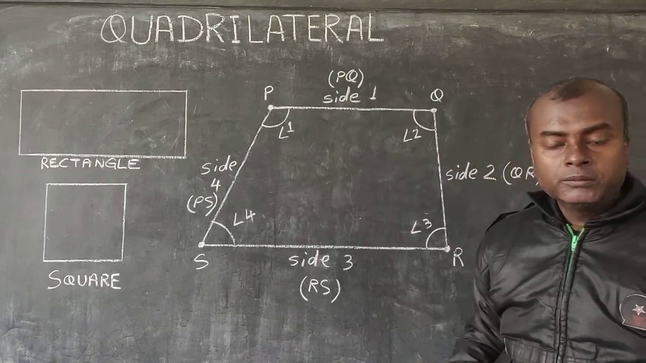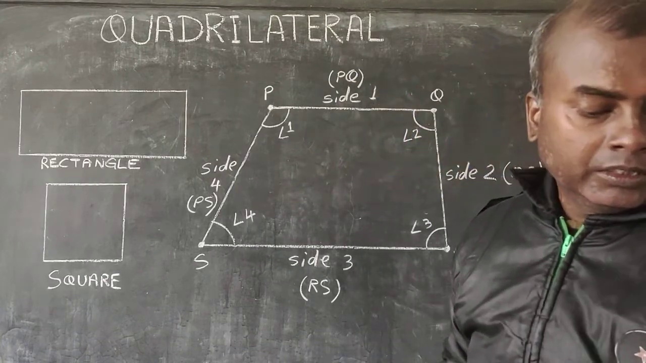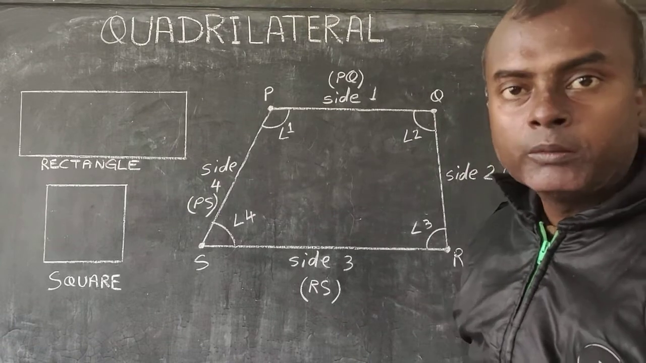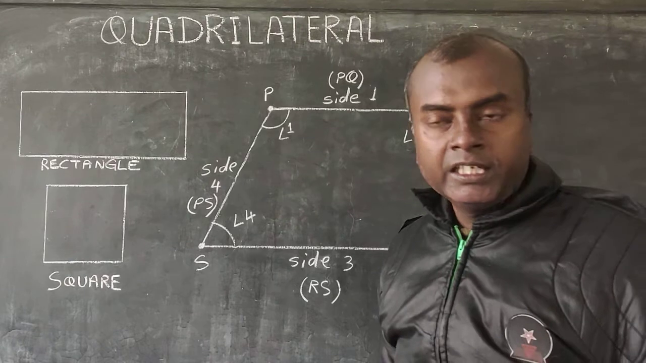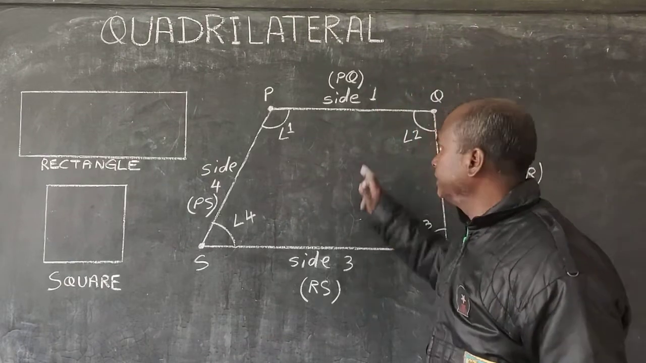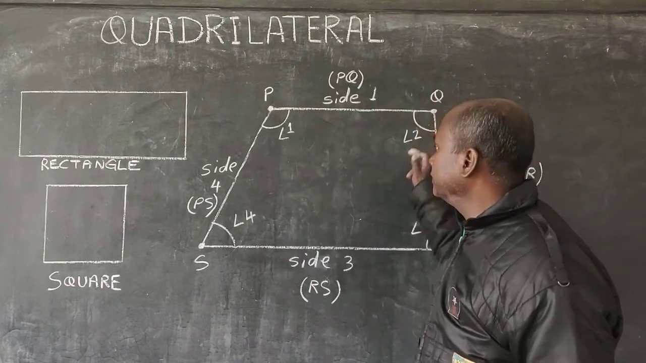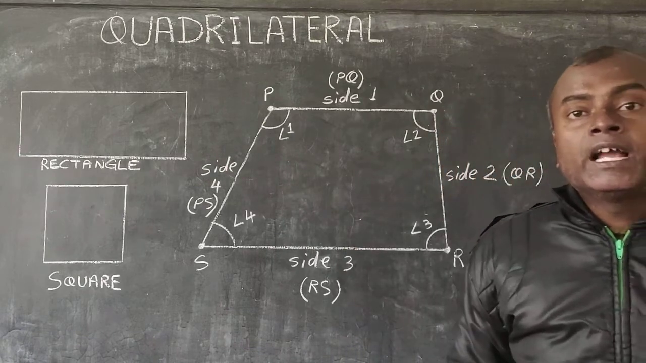A few terms that we need to know. Let's follow your book. In your book, you have it on page number 241. Sides, angles, and diagonals. I have already mentioned sides. I have already mentioned angles. Now let us see what are diagonals.